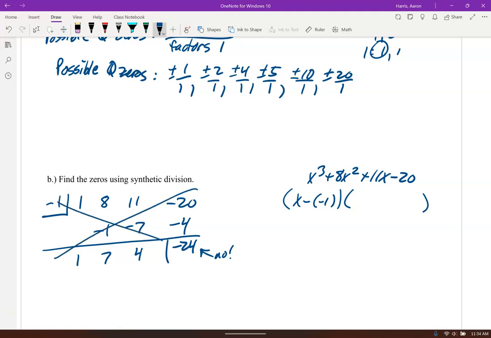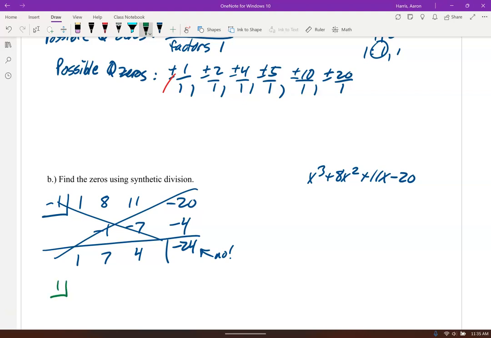So x minus negative 1 is not a factor. So let me erase this. I say that's not a factor. So negative 1 is out. Negative 1 is out. So let's try positive 1 now.